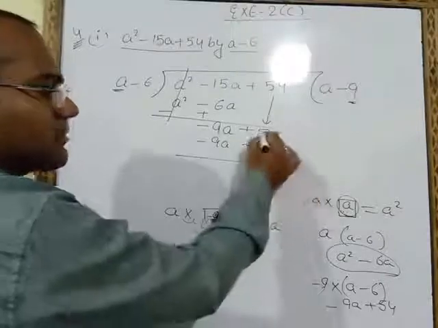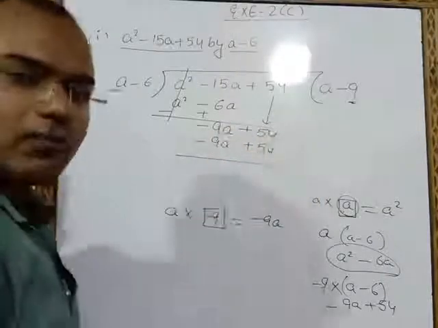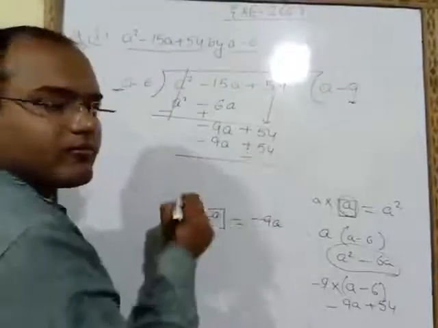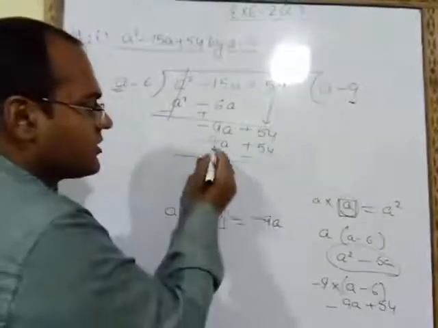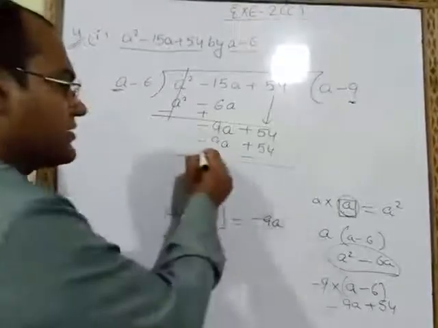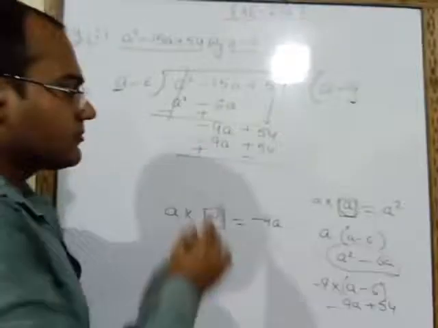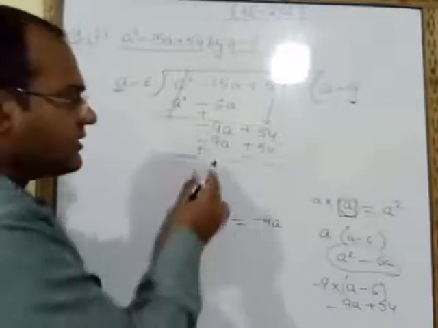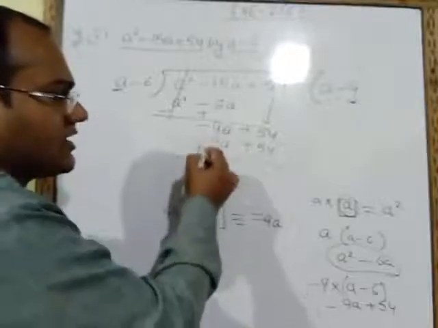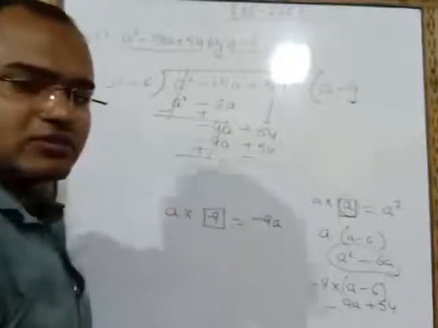Now we have to subtract these two with the help of the column method. So we have to change the signs. This is plus 54, we will make it minus 54. This is minus 9a, minus 9a will change into plus 9a. Now this 9 is having a minus sign and this 9 is having a plus sign. Both are the same but signs are opposite, so we will cancel these two.